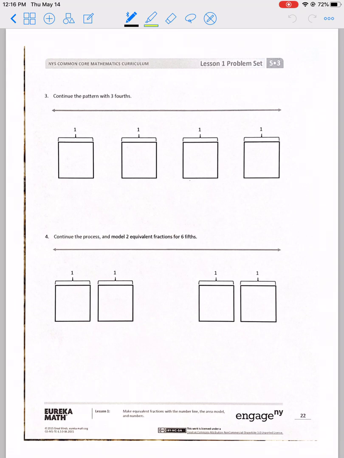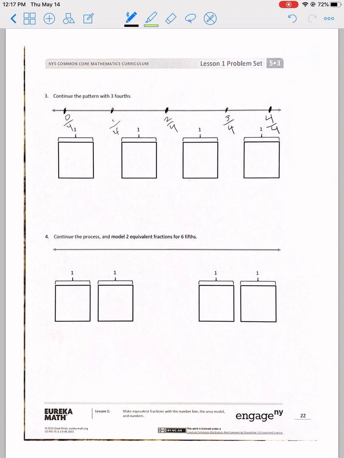We have 3/4. So that means we're going to break this number line up into fourths. So 4/4 is 1 whole, and then 0/4. Okay, so then half of that is going to be 2/4. And then of course you have 1/4, and then you have 3/4.